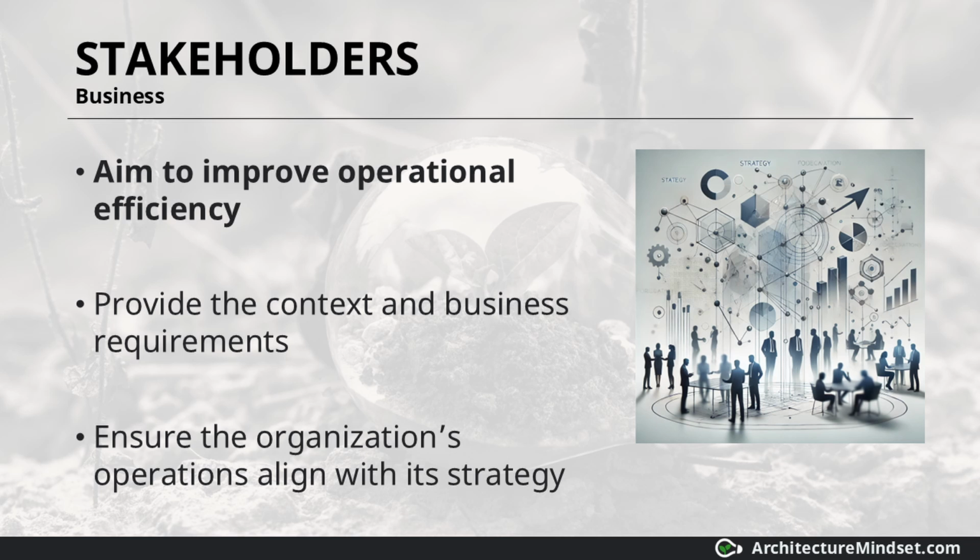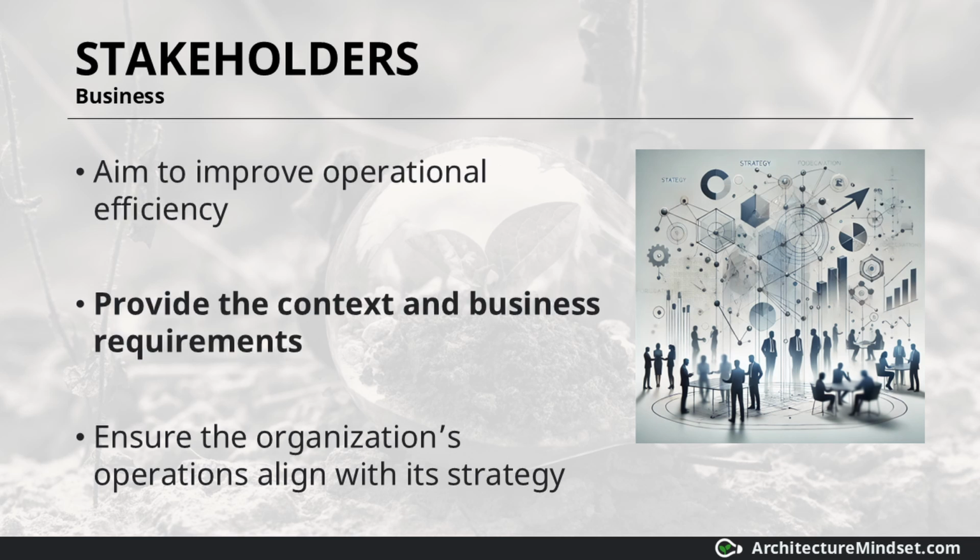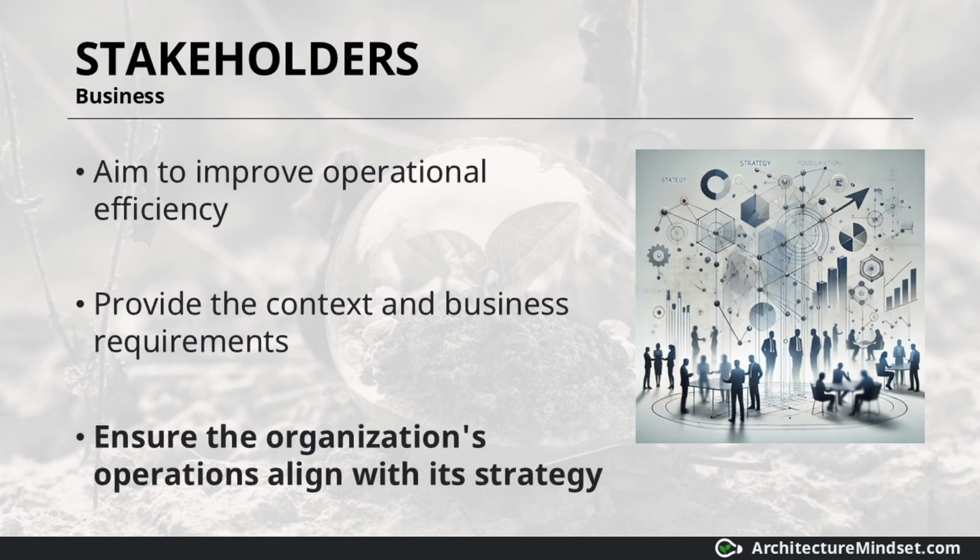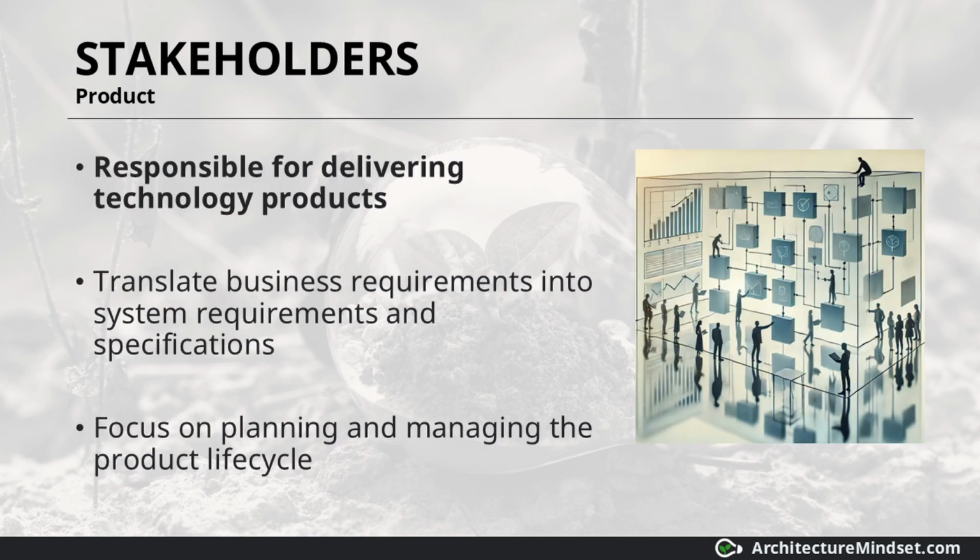Business stakeholders aim to improve operational efficiency by leveraging technology in alignment with strategic goals. They provide the context and business requirements for digital transformations and technological developments. Their primary goal is to ensure the organization's operations align with its strategy. Examples include middle management, application portfolio managers, business process owners, and business experts.